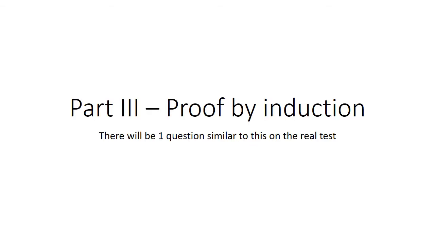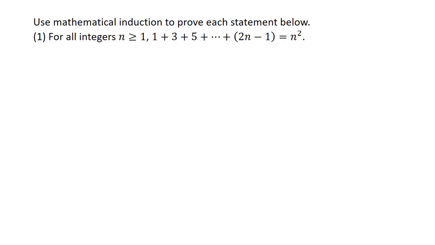Okay, so let's do part 3, which is proof by induction, and there will be one question similar to this on the real test. Okay, so let's look at this problem. We're going to use mathematical induction to prove that for all integers n greater than or equal to 1, 1 plus 3 plus 5 plus ... plus 2n minus 1 equals n squared. Okay, so here is our proof.